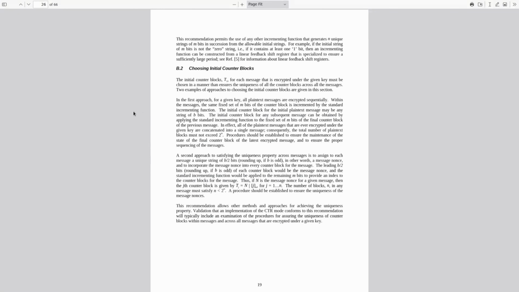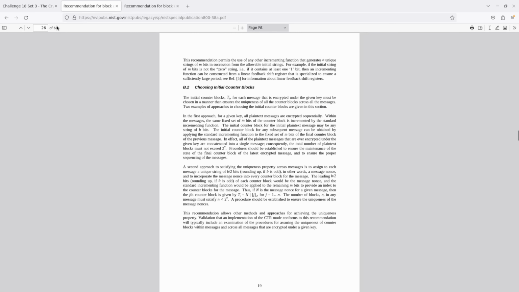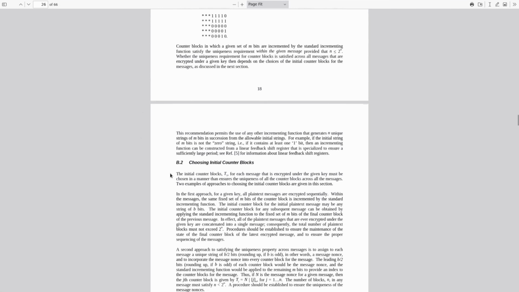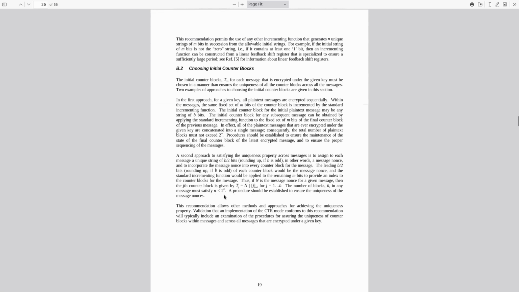So my second complaint with this standard, and let me be clear, this is a 66-page document, and I'm nitpicking Appendix B, Section 2, so let me be clear about the scale of the criticisms relative to the scale of the document. The rest of it is fine. But one thing that they really could have done better here is this last sentence: a procedure should be established to ensure the uniqueness of the message nonces. I mean, yeah, but what should that look like?